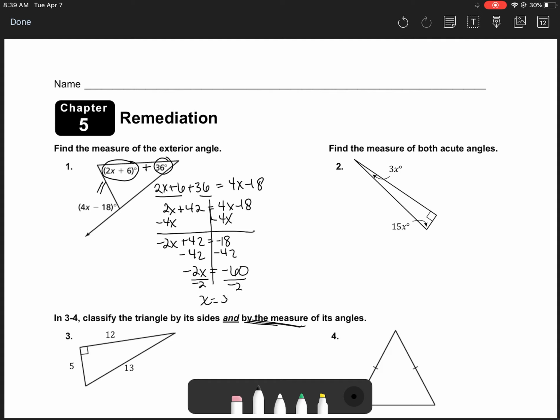So x equals 30. But the question didn't ask for what x was, it asked for the measure of the exterior angle. So I have to make sure I plug that back in. So 4x minus 18, do 4 times 30 minus 18. It's 120 minus 18, and your answer is 102 degrees.